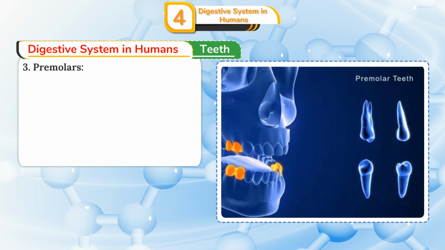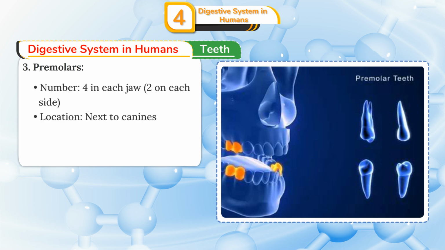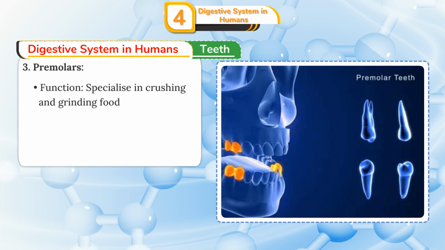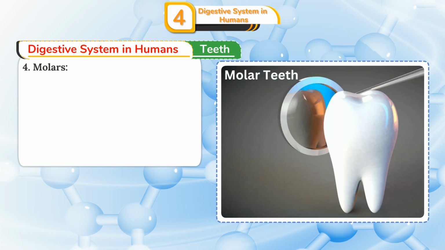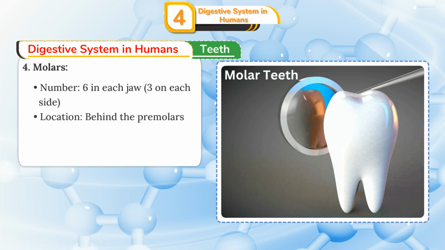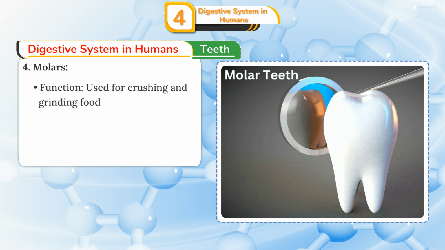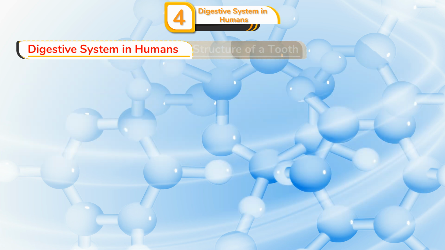3. Premolars. Number 4. In each jaw. 2 on each side. Location next to canines. Function specialize in crushing and grinding food. 4. Molars. Number 6. In each jaw. 3 on each side. Location behind the premolars. Function used for crushing and grinding food.